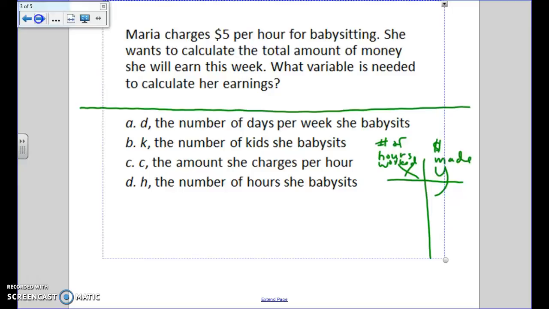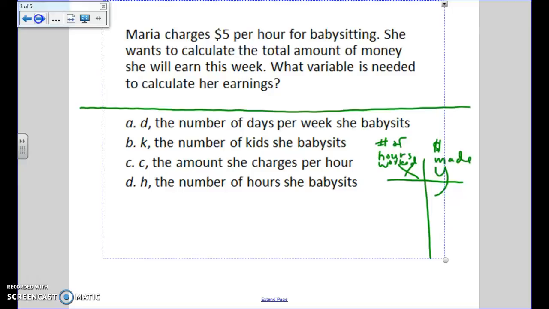Now this specific example doesn't really require a t-chart, but we need to emphasize a little more about the independent and dependent variables. Remember, x is the independent and y is the dependent. So the amount of money made depends on how many hours you work. So in this case, it says she wants to calculate the total amount of money she will earn this week. What variables are needed to calculate her earnings?